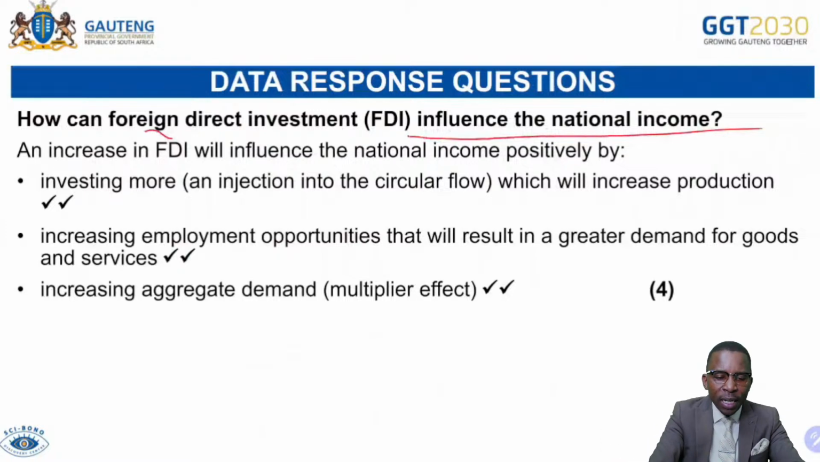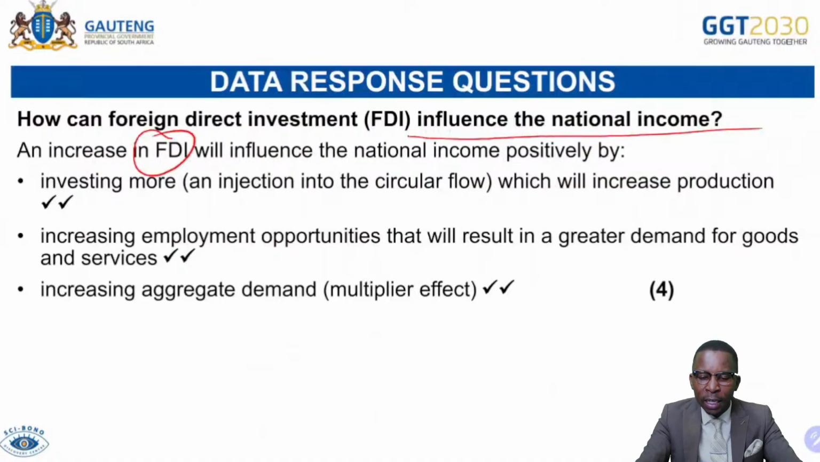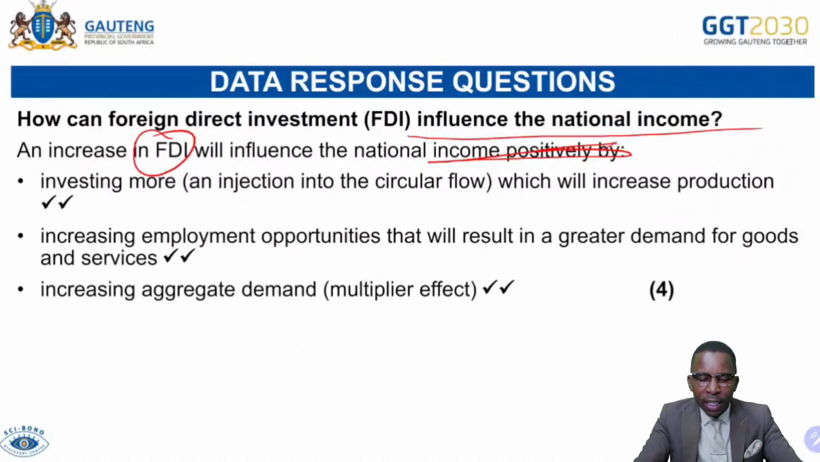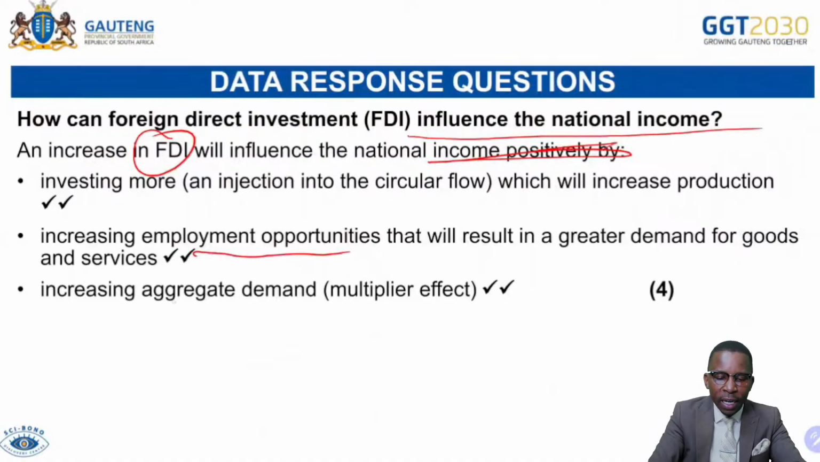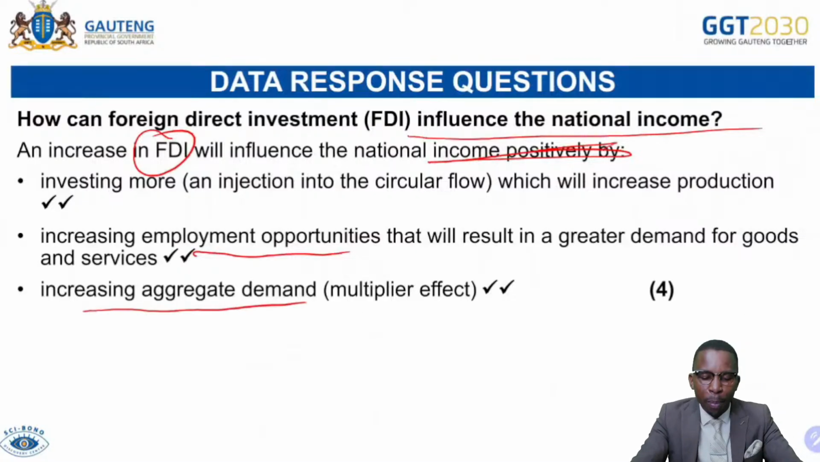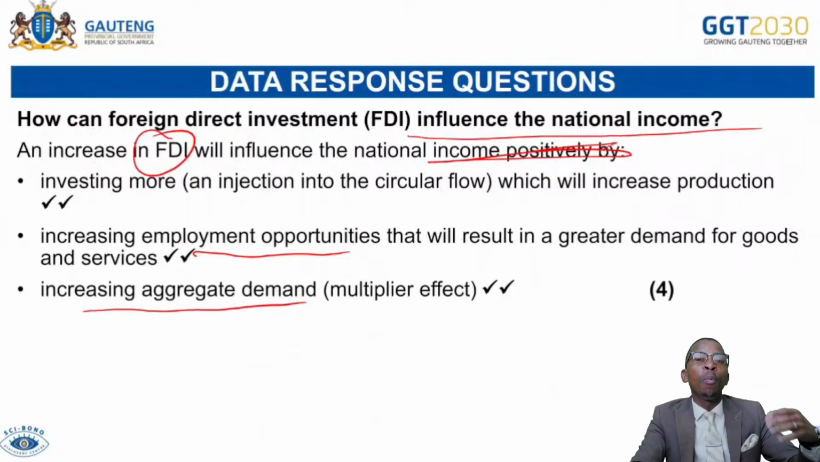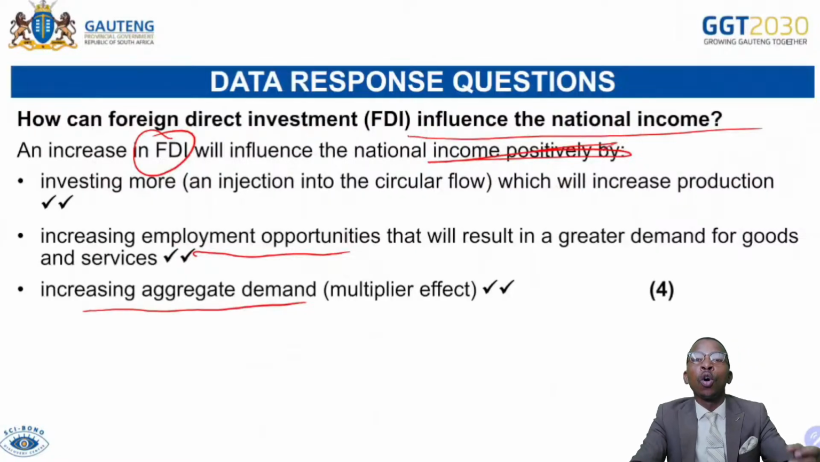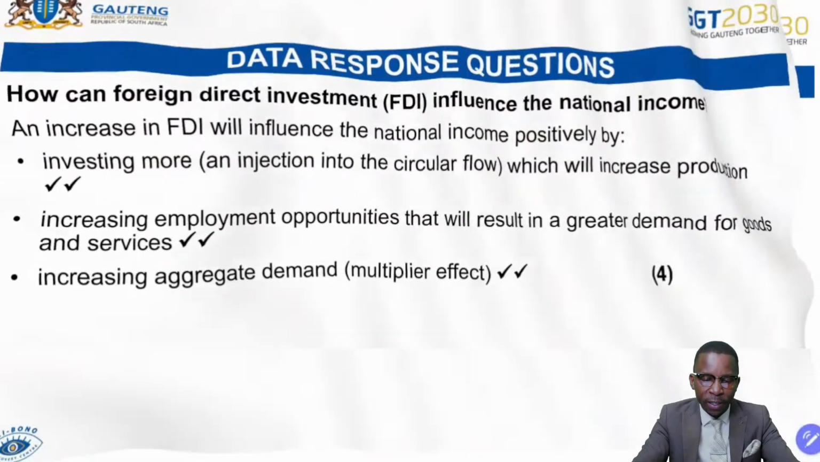So an increase in foreign direct investment (FDIs) will influence national income in a positive way, but we don't give a mark for positive. Then investing more and injection into the circular flow, which will increase production of goods and services, increasing employment opportunities that will result in greater demand for goods and services, increasing aggregate demand or multiplier effect. Remember, should people be employed by those businesses, that will mean now there will be more money available, so people will be demanding more goods and services. And as money is injected, that can result in a knock-on effect of the multiplier effect.